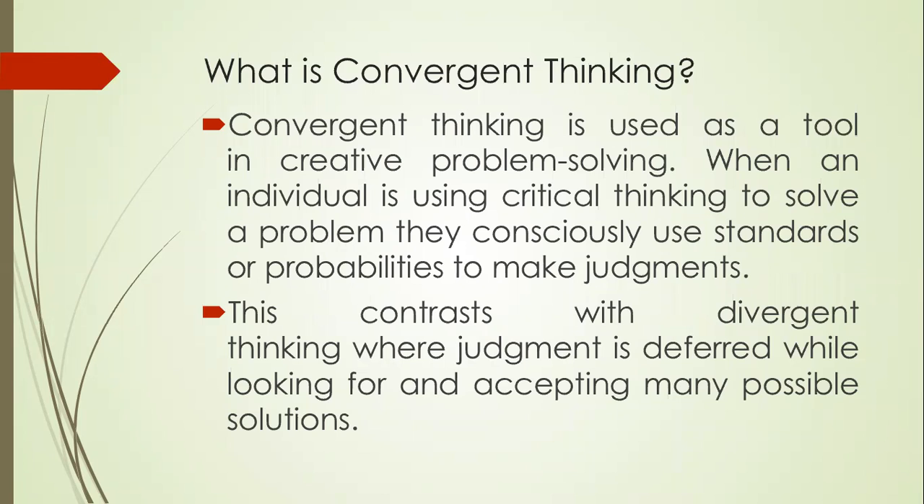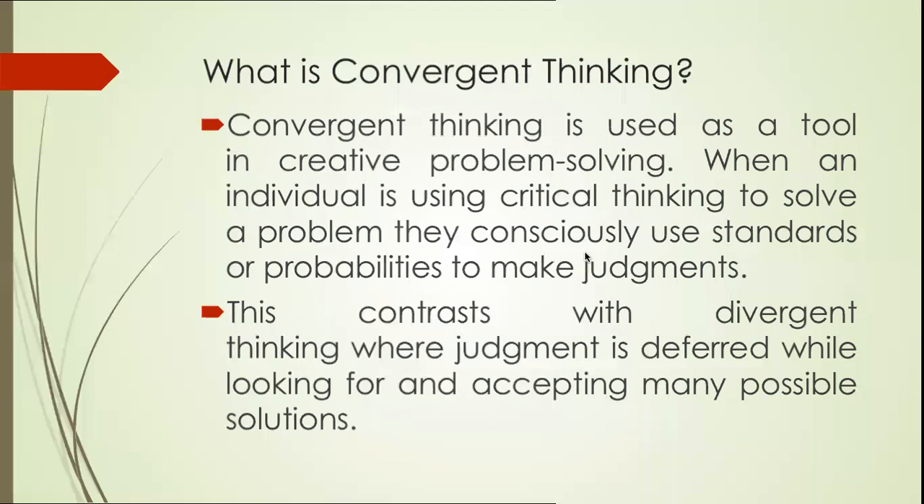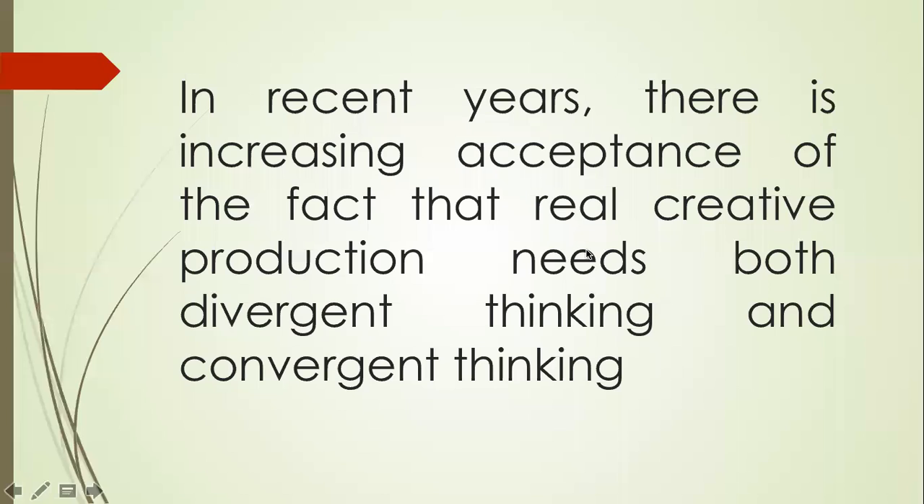When an individual is using critical thinking to solve a problem, they consciously use standards or probabilities to make judgments. So you have to critically analyze each of those points. In contrast with divergent thinking, where judgment is deferred while looking for a solution, here you are going to decide on each point how valid it is at any point in time. You are going to critically analyze those points. And now, in recent years, of course, there is increasing acceptance of the fact that real creative production needs both divergent and convergent thinking.